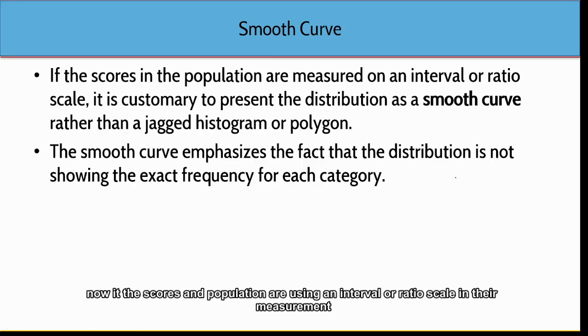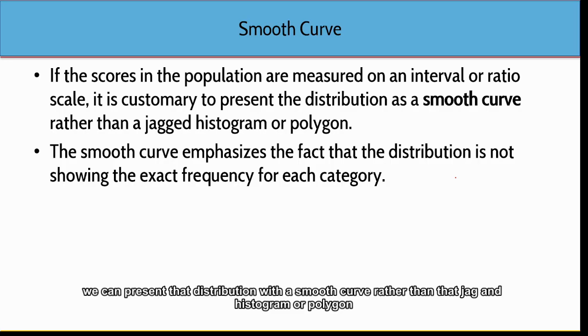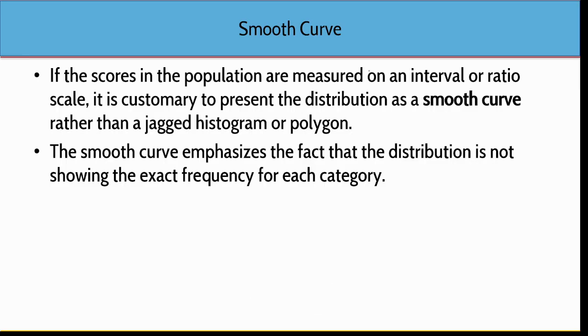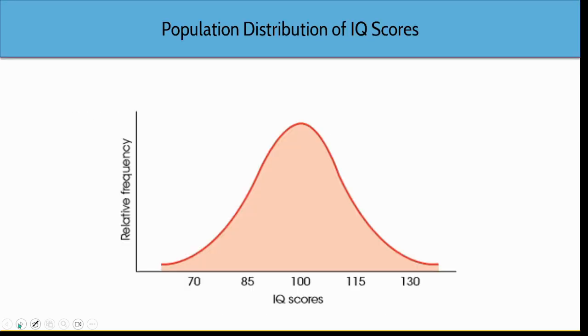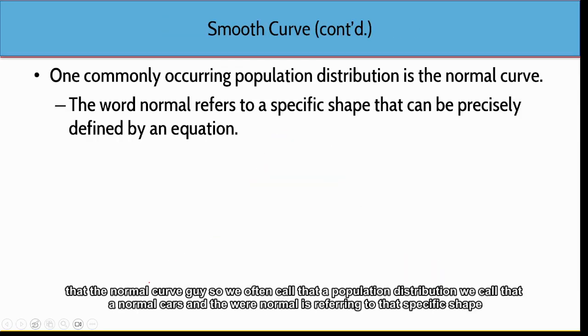Now, if the scores in a population use an interval or ratio scale in their measurement, we can present that distribution with a smooth curve rather than that jagged histogram or polygon. And that smooth curve provides extra emphasis that we're dealing with a distribution that's not showing the exact frequency for each category. So what does that mean? You end up with something like that, the normal curve. We often call that a population distribution. We call that a normal curve, and the word normal is referring to that specific shape.